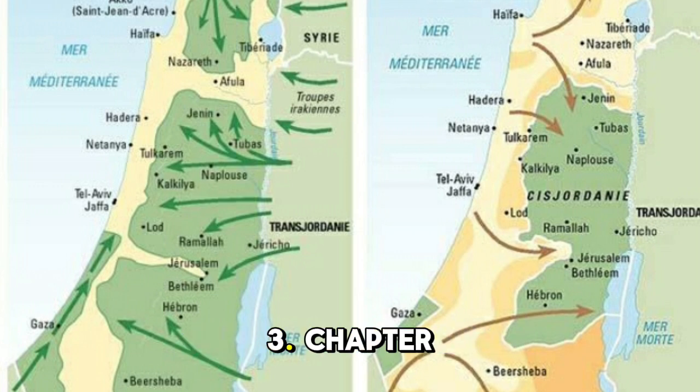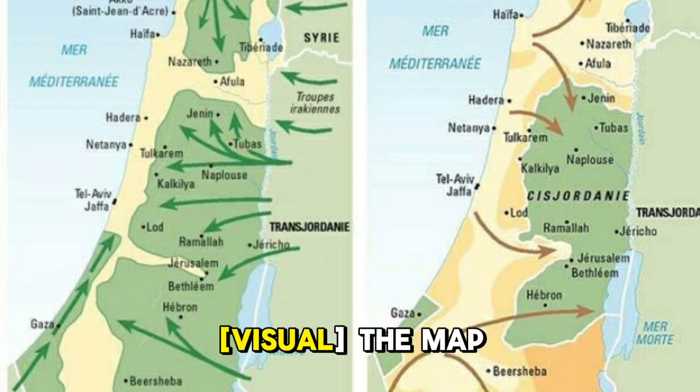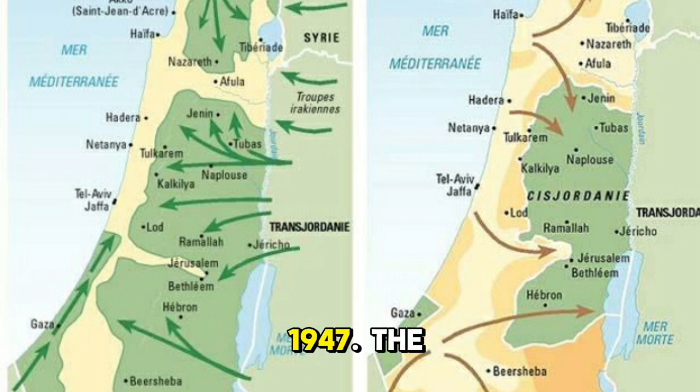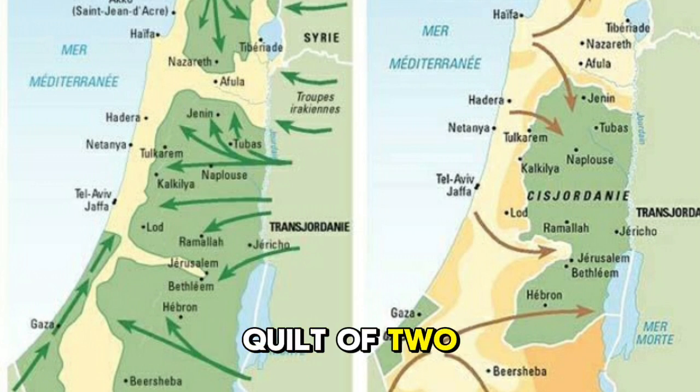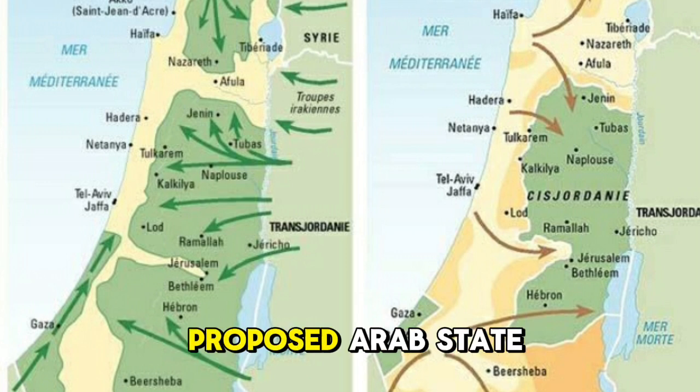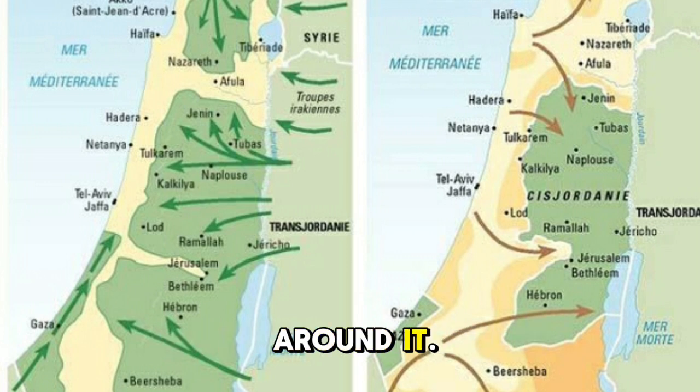land. Chapter 2. The UN Partition Plan, 1947. Visual. The map flashes to the year 1947. The single color splits into a patchwork quilt of two distinct colors, for example, blue for the proposed Jewish state, orange for the proposed Arab state. Jerusalem is highlighted in bright yellow with a circle around it.